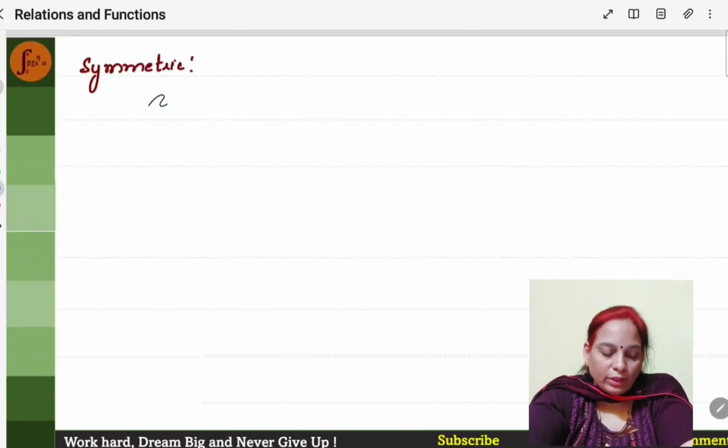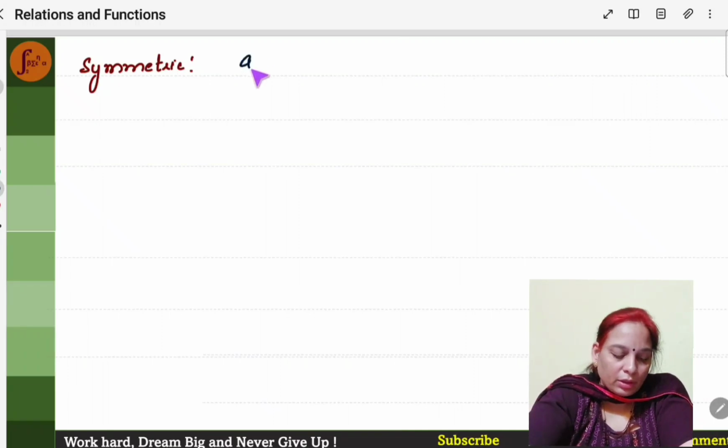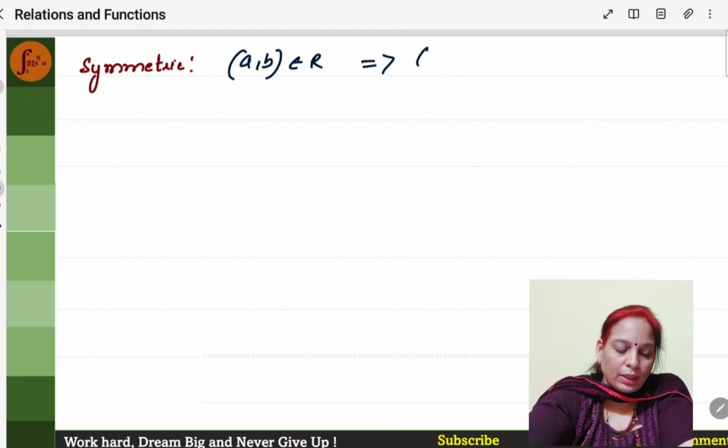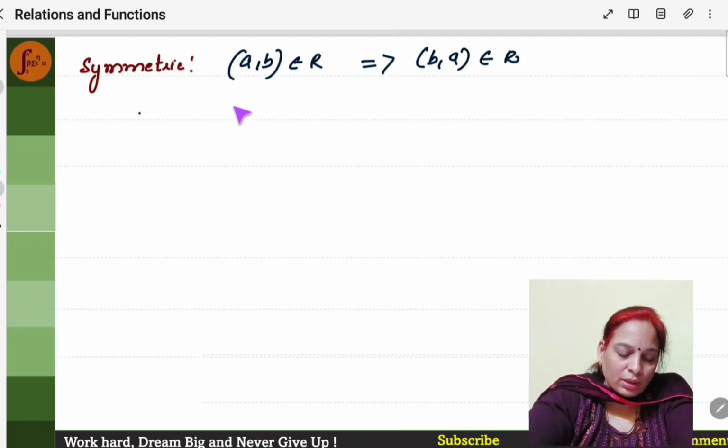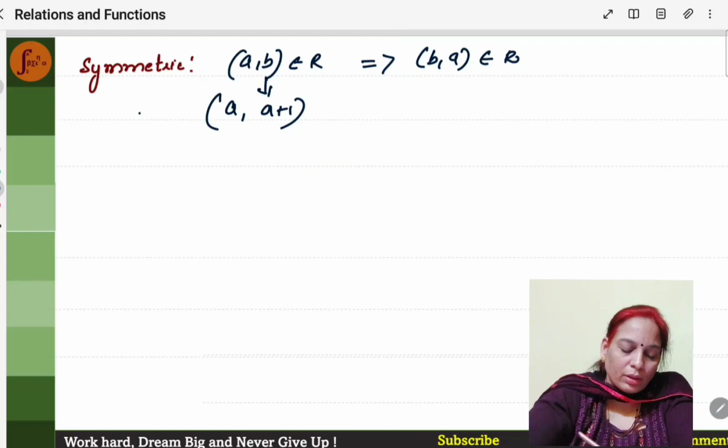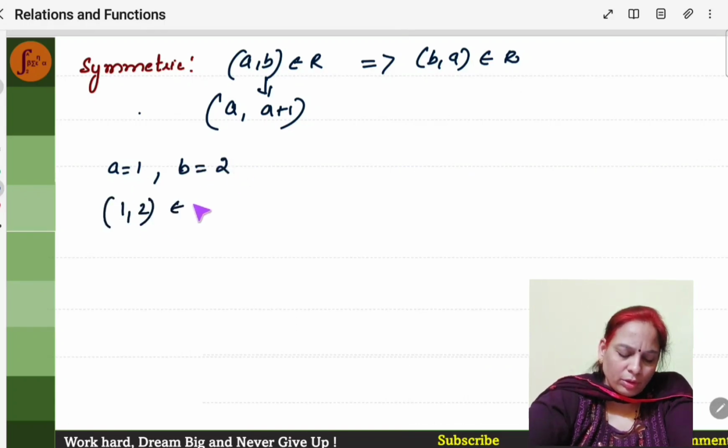Now let's check if it is symmetric. What is the condition for symmetric? A comma B belongs to R should imply that B comma A should also belong to R. B is nothing but A plus 1. So if I take A as 1, B will be 2. So 1 comma 2 belongs to R.